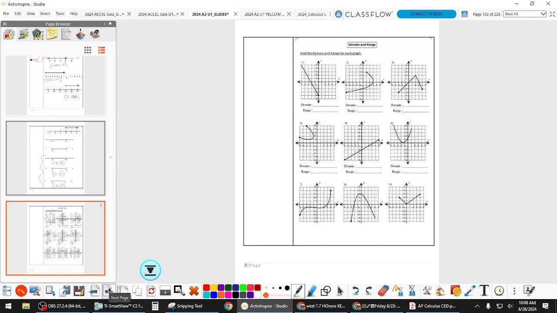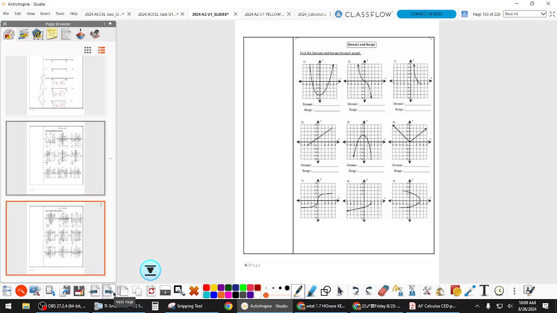So now we're going to start bringing that into more function types. Quick check. Out of this page, there are 2 of these that are not a function. Which 2 are they? Two and four. And why is that? Yep, they fail the vertical line test, which is 2 outputs for 1 input. Okay?